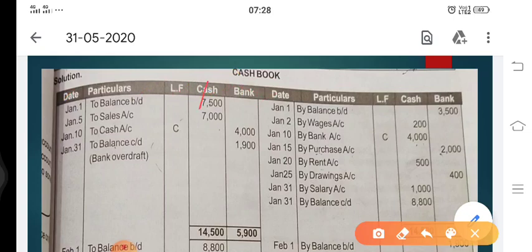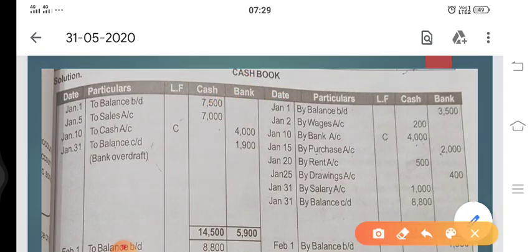In case of single column cash book, we had the amount in total, and only cash transactions were recorded. But now that amount is bifurcated into two, cash and bank. And the same goes with the credit side: date, particulars, LF, cash and bank. This is our credit side and this is our debit side. So as we already had been discussing. Right, students? Sorry.